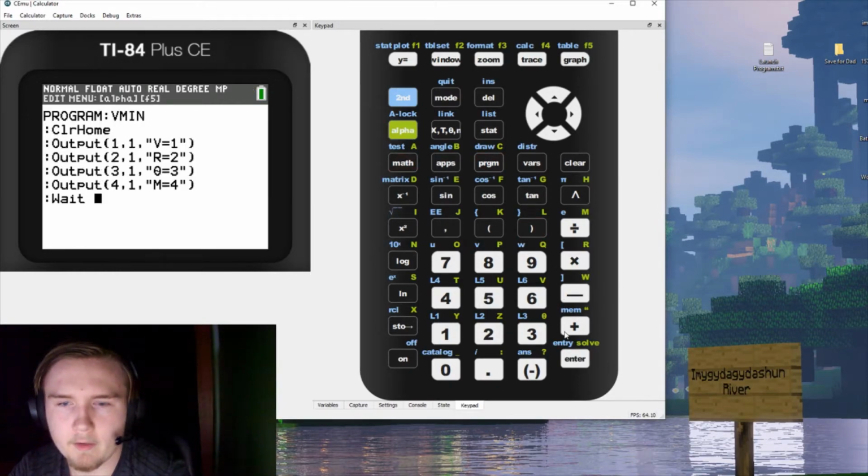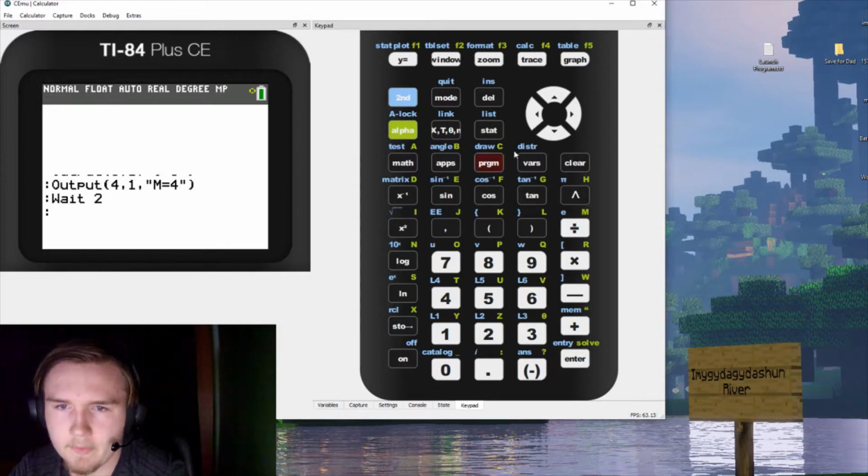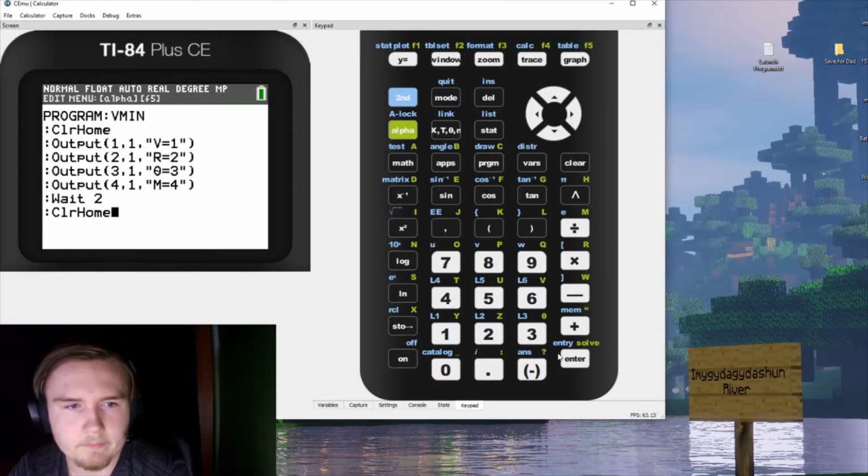Again, you're going to go to program, alpha A, wait for 2, or just pause if you're on a non-color calculator. Then you're going to say clear home. You're going to store 9.81 to G.